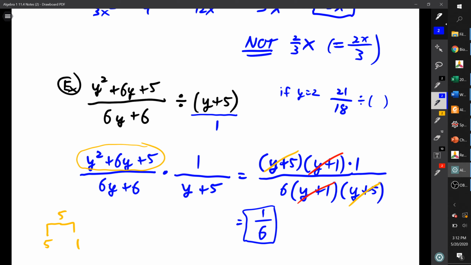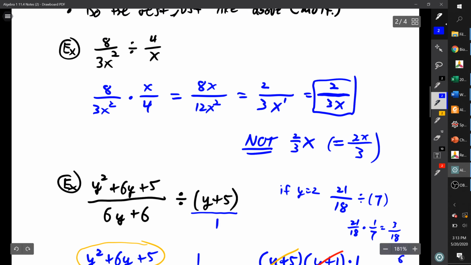what do we say, y is 2? 2 plus 5, that's 7. Okay. Well, 21/18 divided by 7, that's the same thing as 21/18 times 1/7. Now the 21 over 7 simplifies to 3 over 1. So that gives me 3 over 18, which reduces to 1/6.